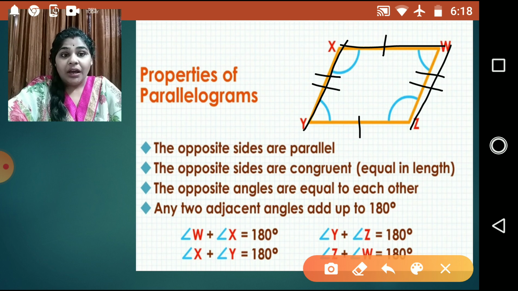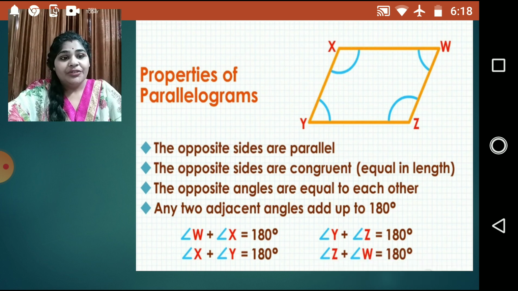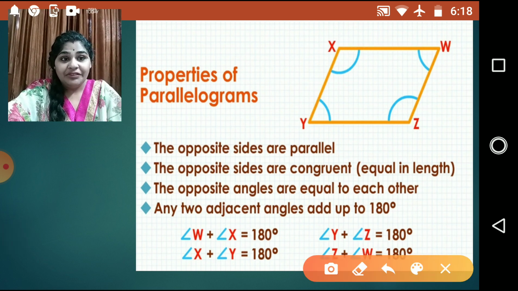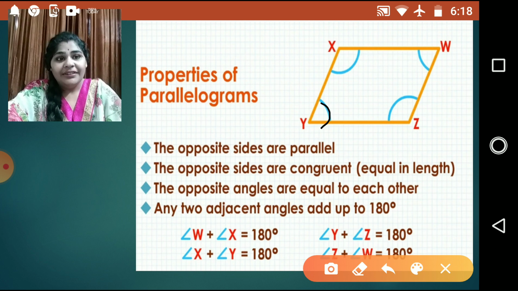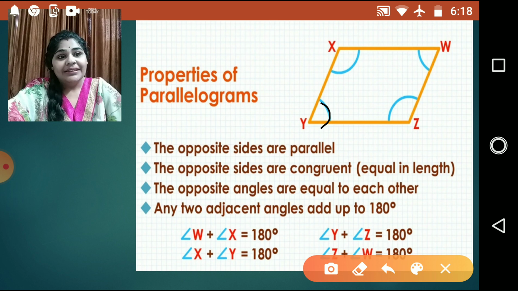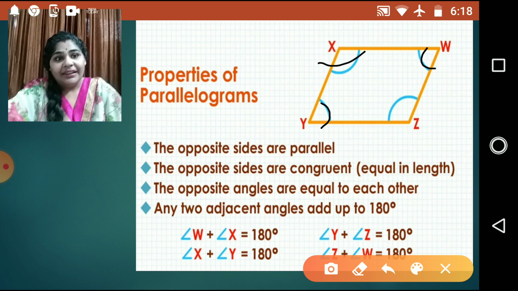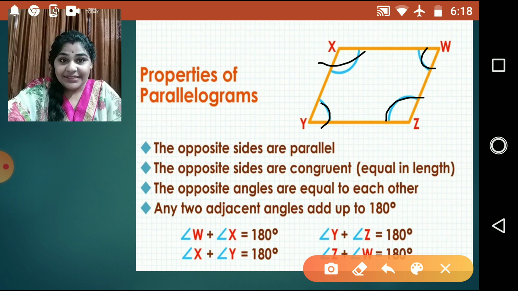Next, opposite angles are also equal, children. So if I see in the given figure, that is a parallelogram WXYZ, if you see here the angle Y, then angle Y is equal to angle W. Similarly, angle X will be equal to angle Z. So opposite angles are equal in a parallelogram.